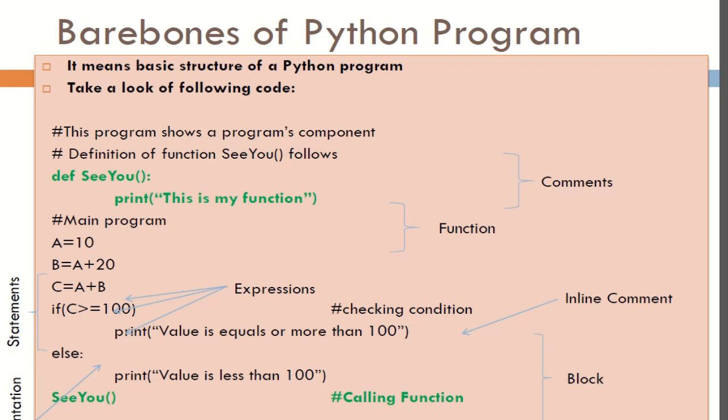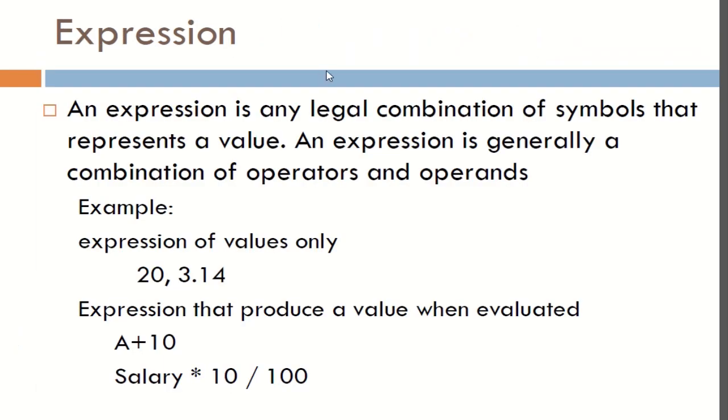Okay, next is expression. What is an expression? Expression is any legal combination of symbols that represents a value. So an expression is generally a combination of operators and operands. Example, an expression of values only, or an expression that produces a value when evaluated, like this. Okay, so these are expressions.